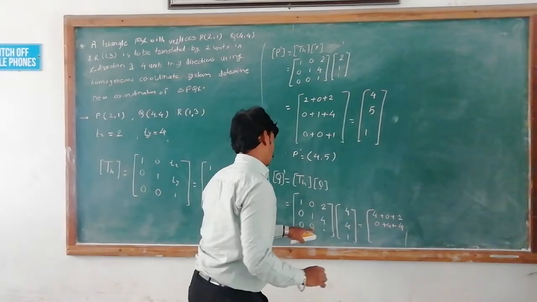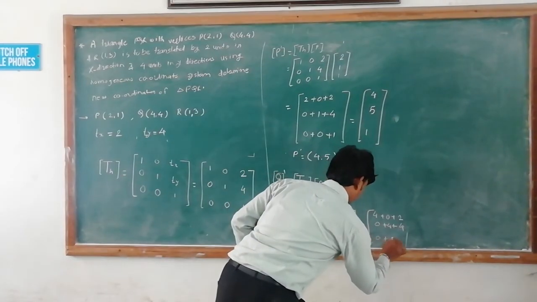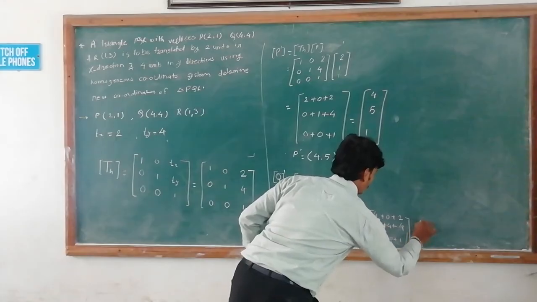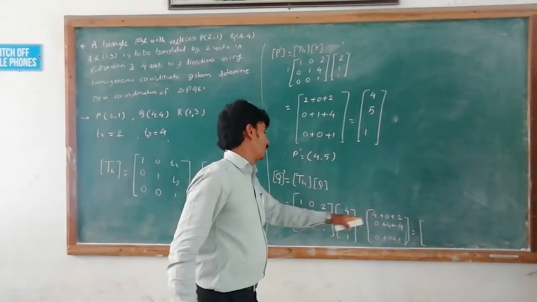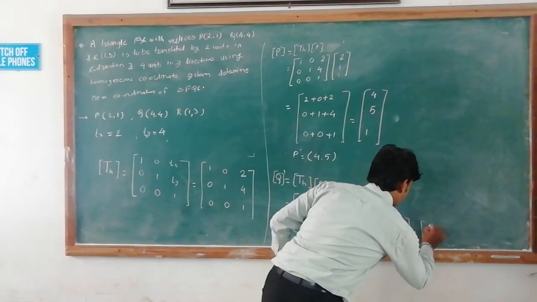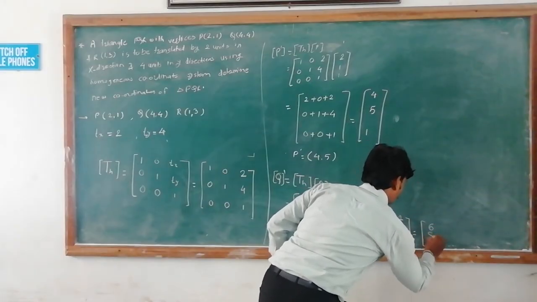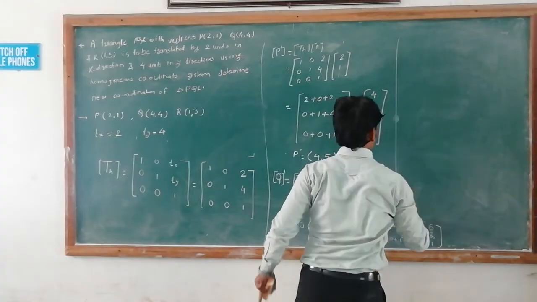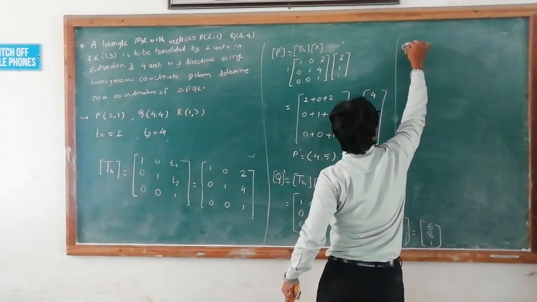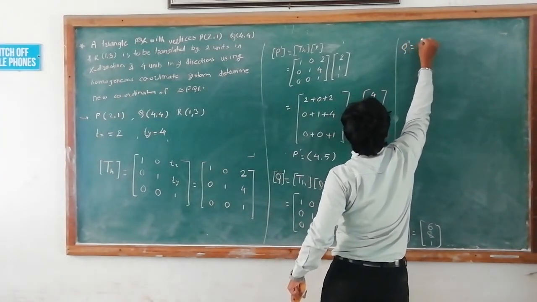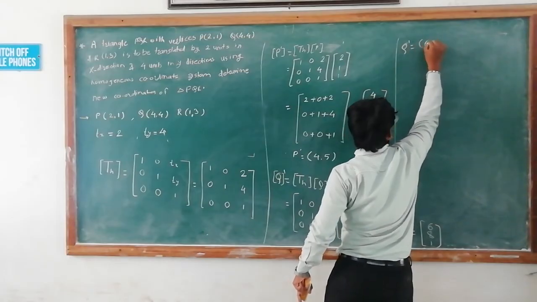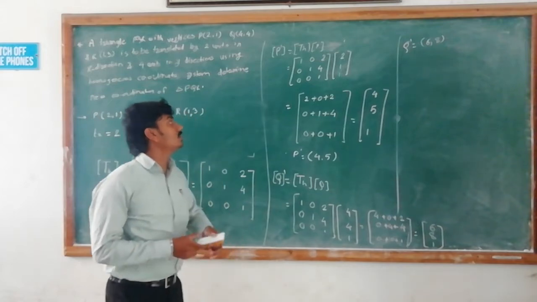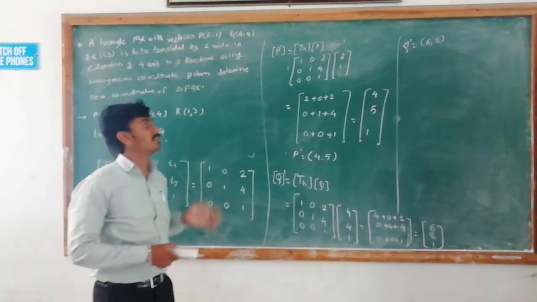Now, 0 plus 0 plus 1, okay? So it is equal to 4 plus 2 is equal to 6, 4 plus 4 is equal to 8, and this is equal to 1. So the coordinates of the point Q dash are 6 and 8. So this is the new coordinates of the point Q, that is 6 and 8.